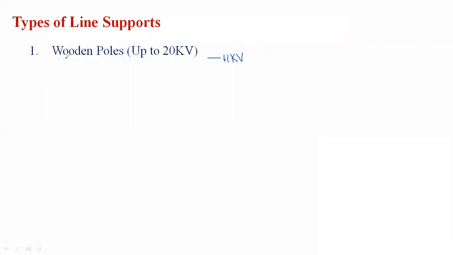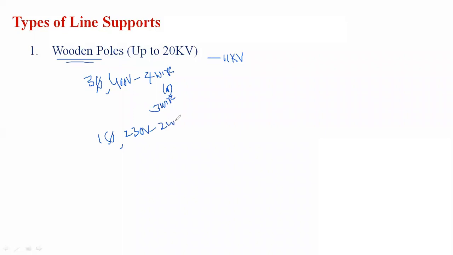Wooden poles are preferred only for the distribution purpose, that is, the 3-phase 400 volt 4-wire or 3-wire system, and the single phase 230 volt 2-wire system. Wood is available in huge quantity, and we can access it easily.